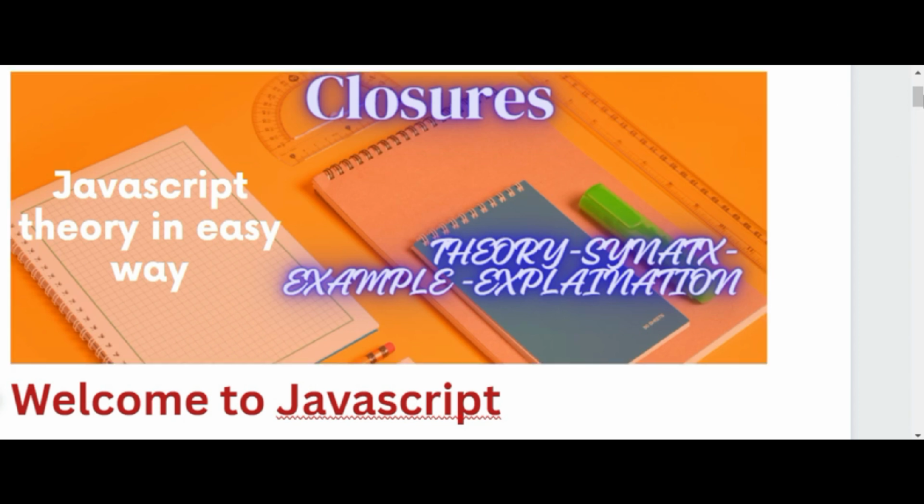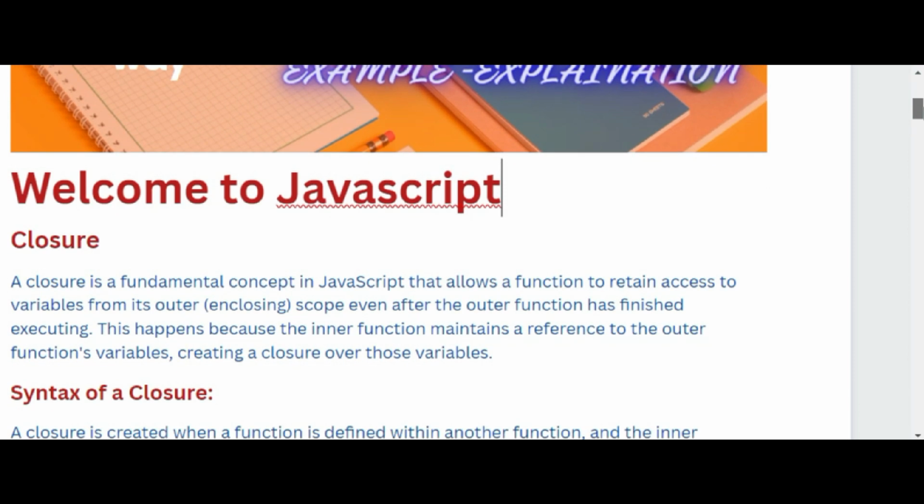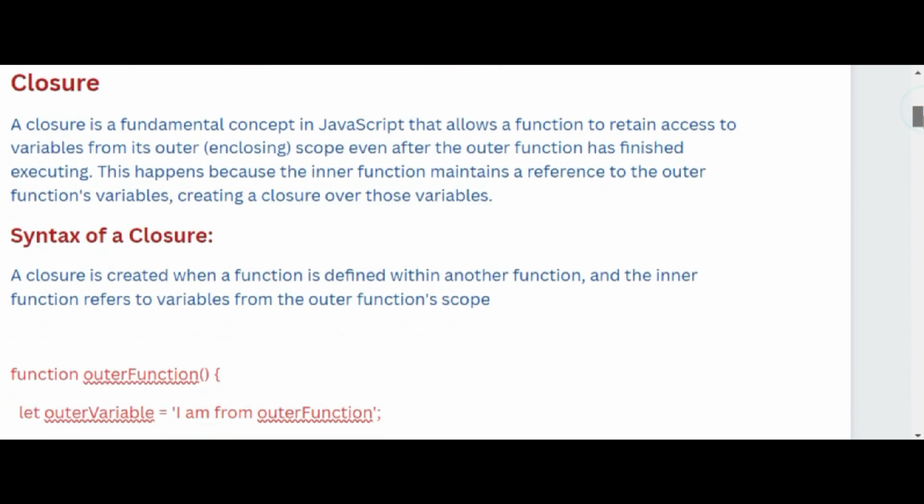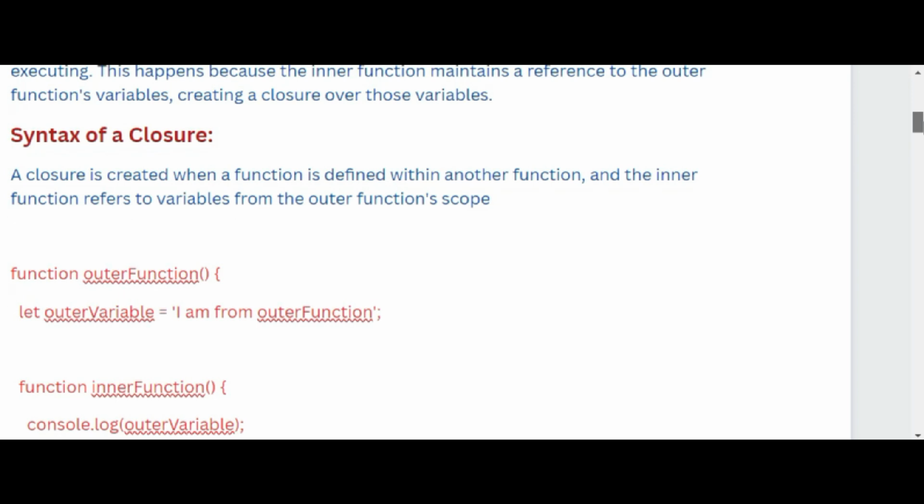So the total topic is closure. Welcome to JavaScript, guys. So closure is a fundamental concept in JavaScript that allows a function to retain access to a variable from its outer enclosing scope even after the outer function has finished executing. This happens because the inner function maintains a reference to the outer function variable, creating a closure over those variables. Definition of closures: a closure is created when a function is defined within another function and the inner function refers to variables from the outer function scope.